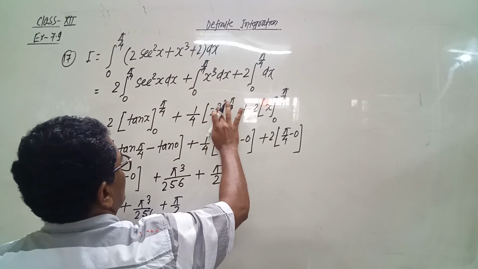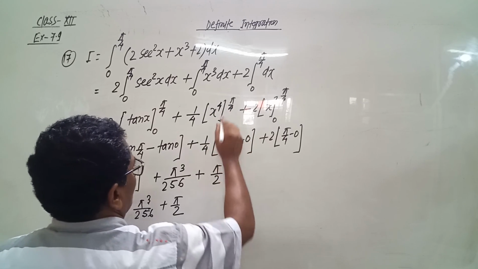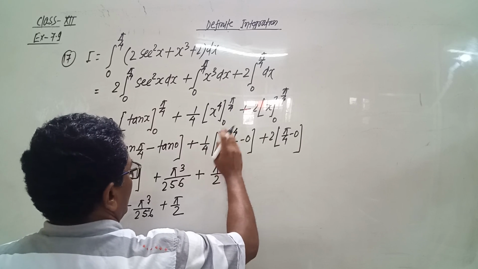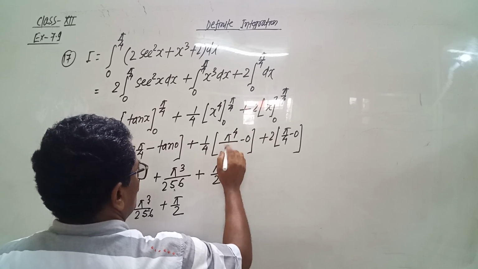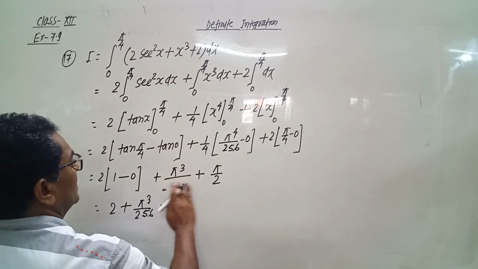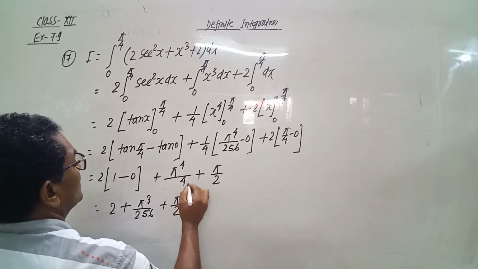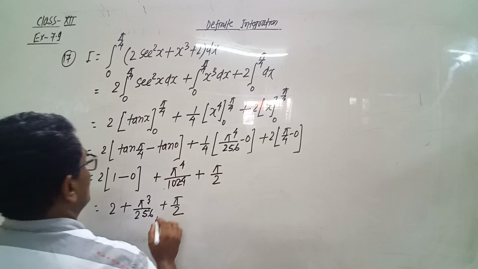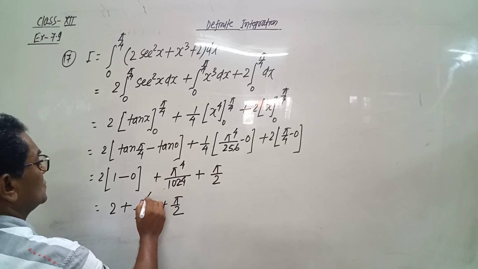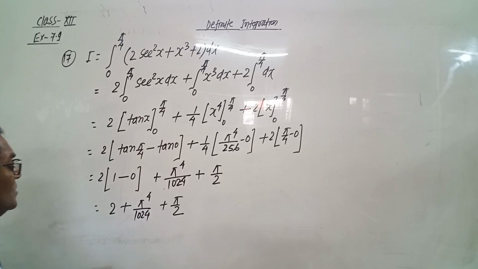Integration of x cube is x to the 4 by 4. So this becomes pi to the power 4 upon 4 raised to the power 4 times 4. It gives 256, and 256 multiplied by 4 is 1024. So pi raised to the power 4 upon 1024. So 2 plus pi raised to the power 4 upon 1024 plus pi by 2. This is the result.